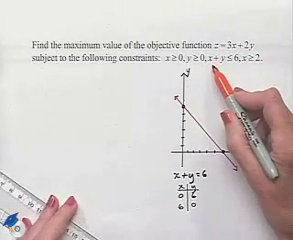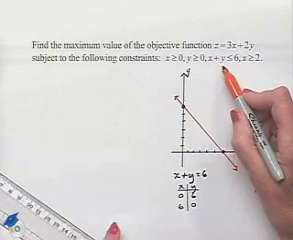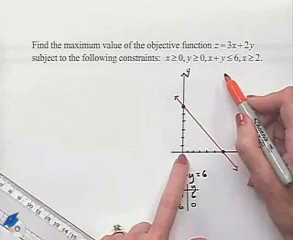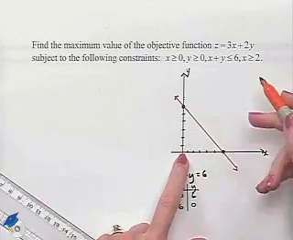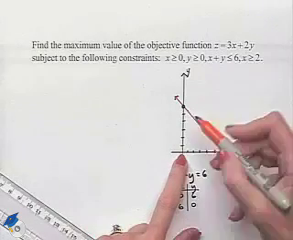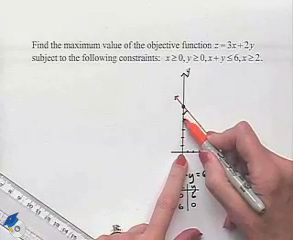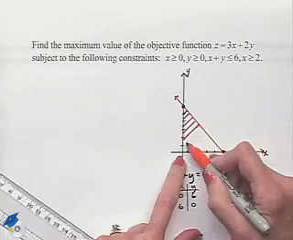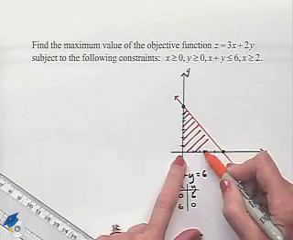We want to look at shading in a region where we can use a test point such as 0, 0 to determine which half plane we're going to shade. We're going to substitute in 0 plus 0, that is less than or equal to 6. What that tells us is we're going to be considering the section that I have enclosed in the triangle.